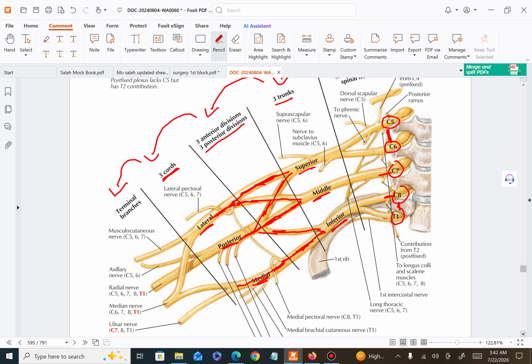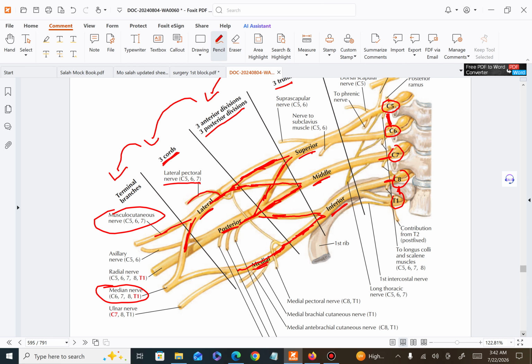The lateral cord has three branches. First is the lateral pectoral nerve. Then this branch of the lateral cord is called the lateral root of the median nerve. The median nerve has two roots: lateral root and medial root. The lateral root is given by the lateral cord, while the third branch of the lateral cord is the musculocutaneous nerve, the main nerve.